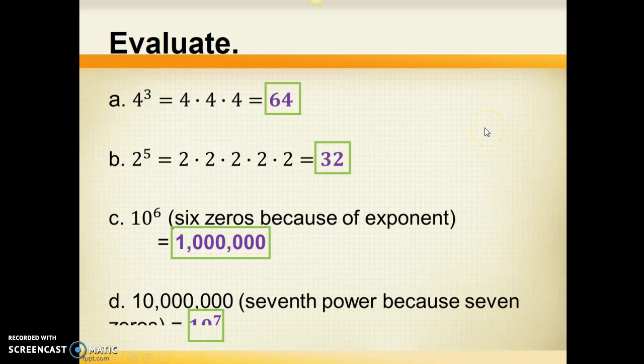Evaluate. To evaluate an exponent, we are going to multiply the base as many times as the exponent tells us. In this case, 4 times 4 times 4, multiplying it out gives us 64. If we look down where we have a power of 10, our answer is going to have as many zeros as the exponent is. In this case, the exponent is 6, so we will have 6 zeros in our answer.